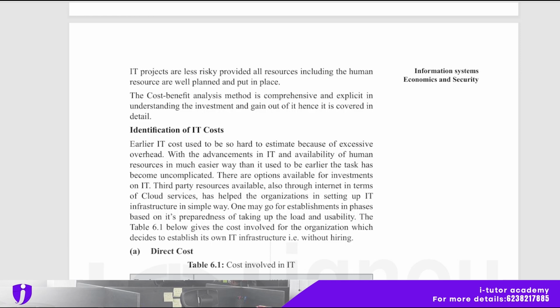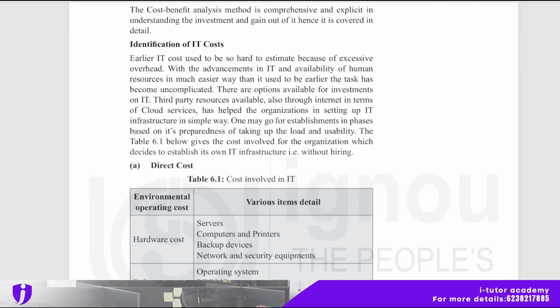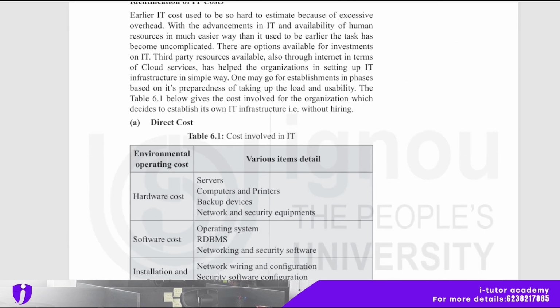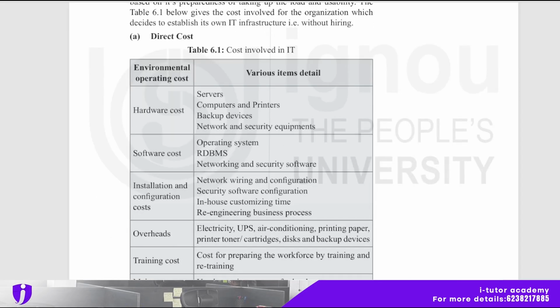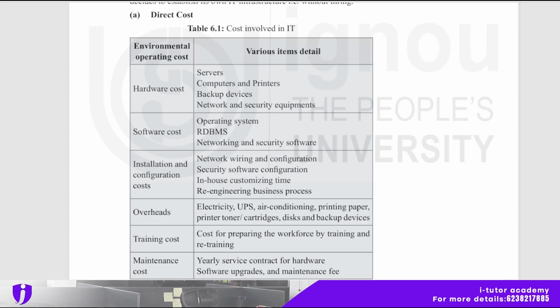And the direct cost involved in IT. So there is environmental operation cost, hardware, software, installation and configuration cost, overhead, training cost, maintenance cost, like that. Various item details are there. For example, in hardware there are servers, computers and printers, backup devices and network and security equipment.